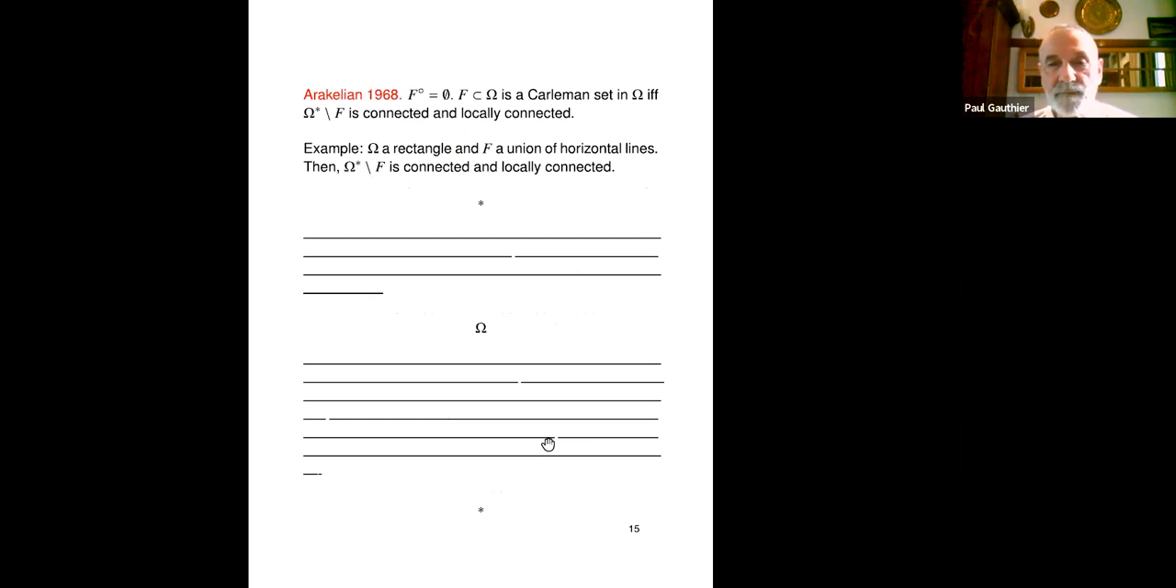I repeat the theorem, and here is an example. Take omega to be a rectangle and F a union of horizontal lines. Then omega star minus F is connected and locally connected. I've indicated that the ideal point at infinity is the upper boundary of the rectangle and the lower boundary of the rectangle, but it's also the left boundary and the right boundary of the rectangle. And so any point which is not on one of these lines connects to infinity by a horizontal line in the complement. And so this is an example.